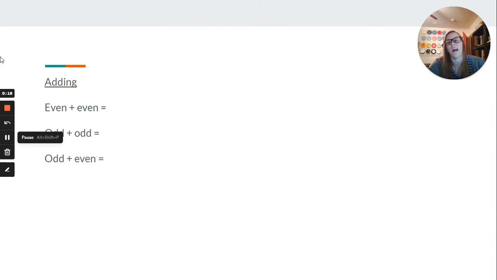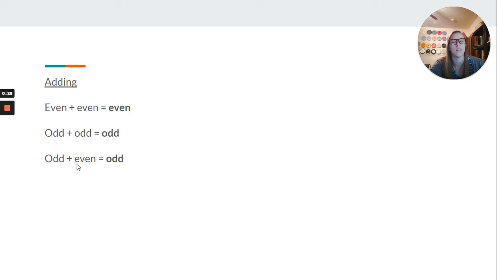So, when adding even and odd numbers, if you're adding an even and an even, you're going to have an even answer. Odd and odd, you're going to have an odd answer. But if it's odd and even, it's going to be an odd answer. With multiplying, even times an even is going to be even, odd times odd is going to be odd, and even times odd is going to be even. So opposites there for the last one with addition and multiplication.